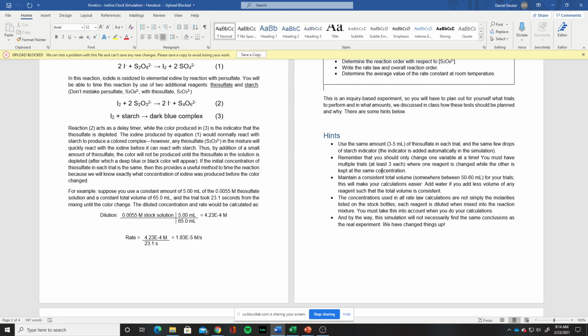So the next one there, it says maintain a consistent total volume, somewhere between 50 and 60 mils for your trials. This will make your calculations easier. Add water if you add less volume of any reagent, such that the total volume is consistent. Now notice here, I'm not telling you you have to have 50 mils or you have to have 60 mils or whatever. It's up to you, whatever you want the constant volume to be, but you do want to keep a constant volume.